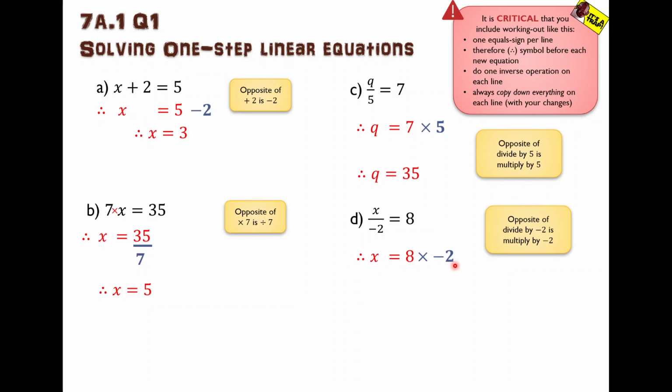Let's do the sign first, positive and negative. Positive times negative is negative. 8 times 2 is 16. Do you notice how I figure out the sign, the plus or minus, and then I figure out the number? So I try to do them separately rather than thinking of them all at once. And that, my friends, is how you solve one-step linear equations.